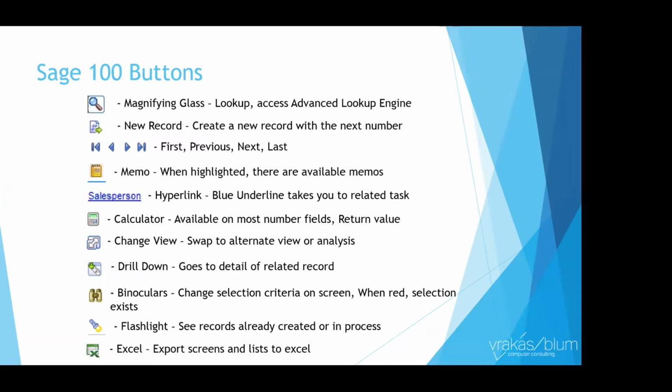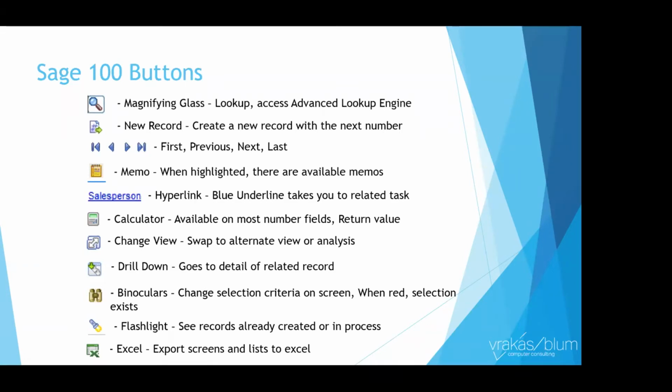Our binoculars, I showed you this on the last slide when we were talking about the inventory. It is a selection criteria. So when the binoculars are red, that implies that a selection criteria already exists, with the exception of inventory, because that's a default thing. So when we looked at the inventory record, you would have noticed that the binoculars were not red, but anywhere else that you have that selection, it would show that.